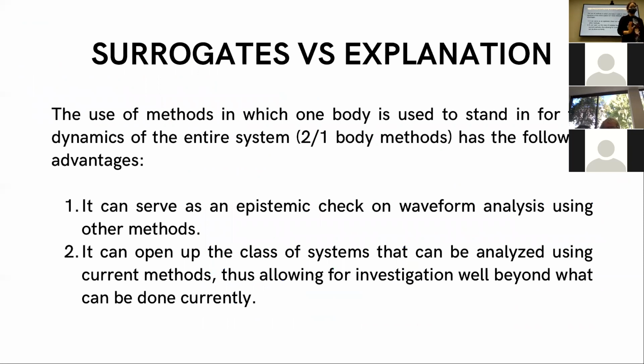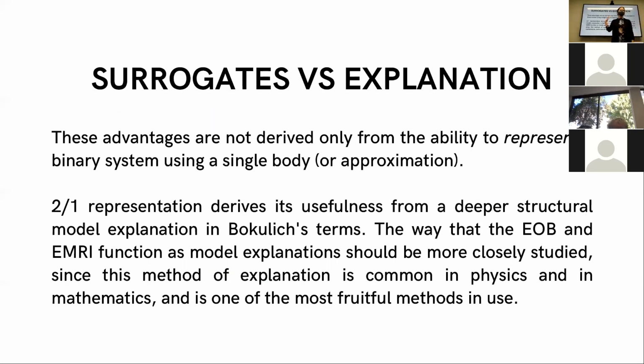So the use of methods where one body stands in for the dynamics of the system has the following advantages. It can serve as an epistemic check on waveform analysis using other models, but it can also open up the class of systems that can be analyzed using current methods, as long as you can show that there's a valid method of approximation or extending to new types of systems. These advantages, and this is my only argument, are not derived only from the ability to represent a binary system using a single body. It derives its usefulness from a deeper structural model explanation, in the terms that we discussed.